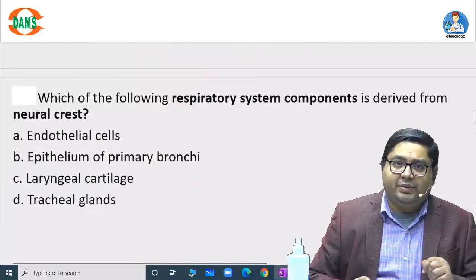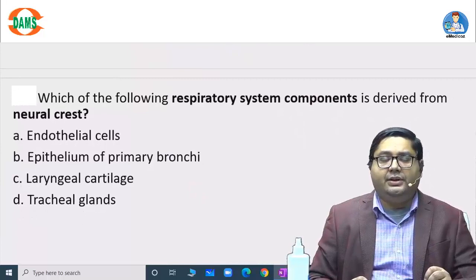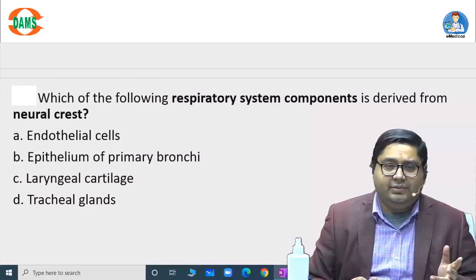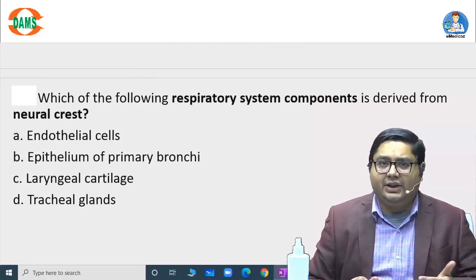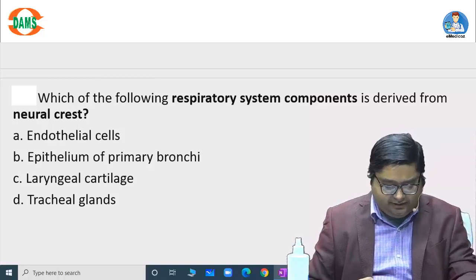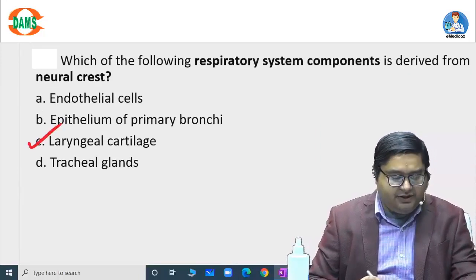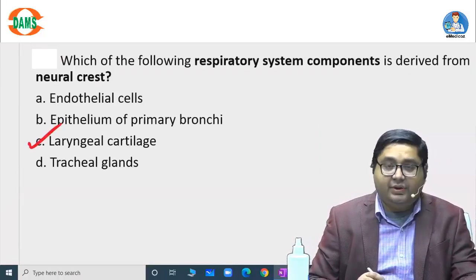Which of the following respiratory system components are derived from the neural crest? And you see the laryngeal cartilage is the direct answer, which is actually the derivative of neural crests. Laryngeal cartilages, they are developed from the neural crest.